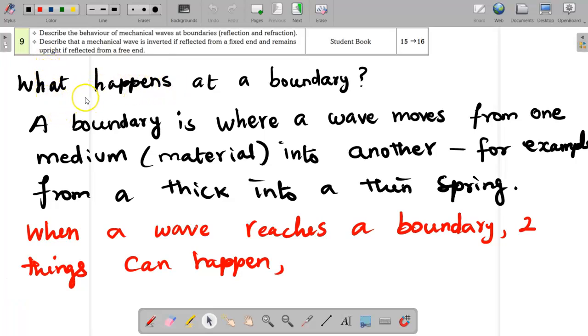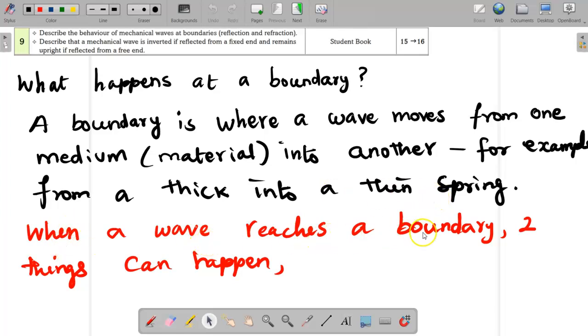Question number 9. What happens at a boundary? Describe the behavior of mechanical waves at boundaries, reflection and refraction. Now, a boundary is where a wave moves from one medium, a material, into another. For example, from a thick into a thin spring.